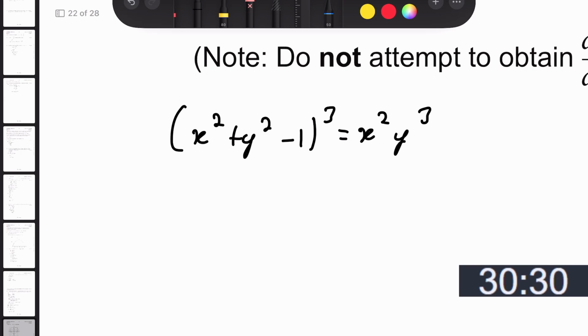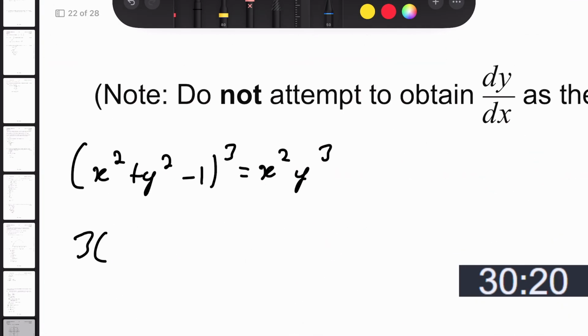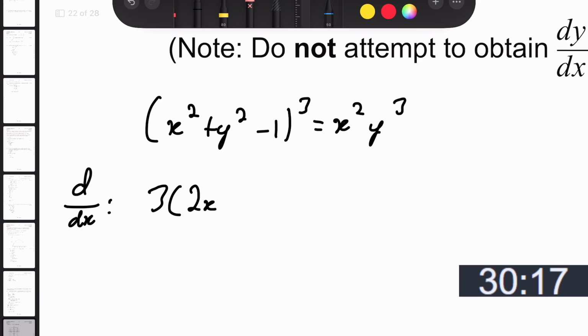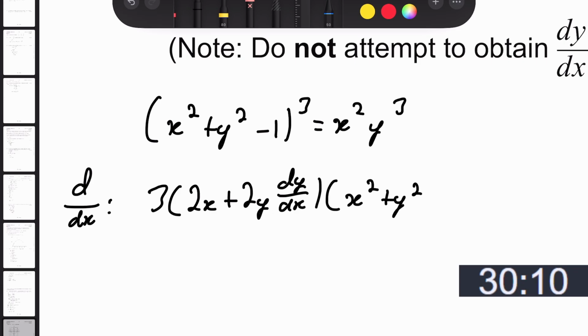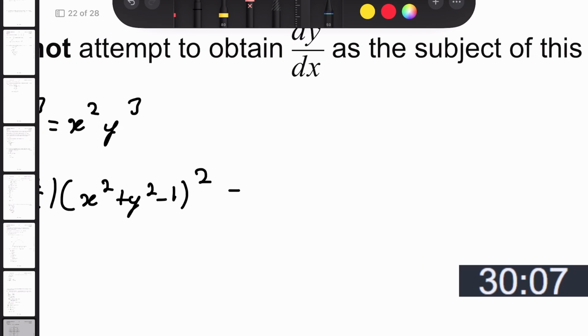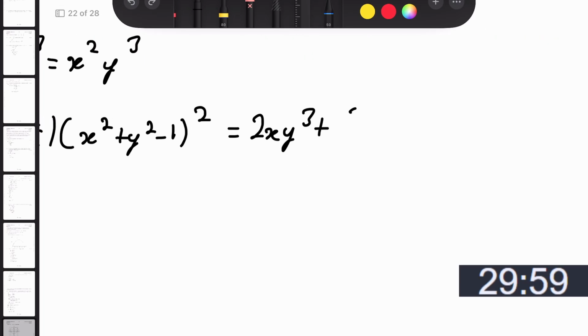So then d/dx, I'm going to get 3 outside of the derivative of the inside, which is going to be 2x + 2y dy/dx, outside of (x squared plus y squared minus 1) squared. It's going to be 2xy cubed plus 3x squared y squared dy/dx. It's a product rule.